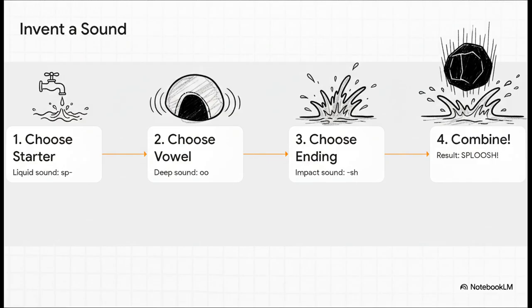For the starter, we definitely need a liquid sound, so let's pick SPL. For the vowel, we want it to feel deep and heavy, so let's use a long vowel, OO. And for the ending, we need that impact, so let's go with ASH. You put it all together, and what do you get? Splash! It just works, right? You can hear it perfectly in your head.